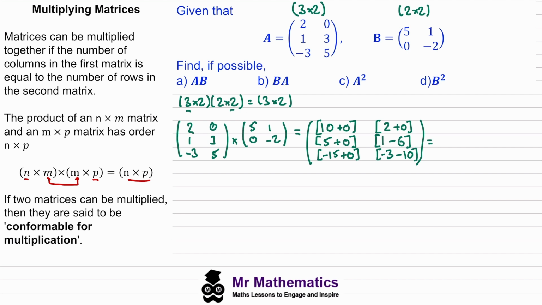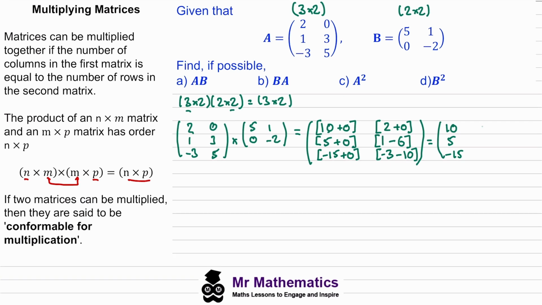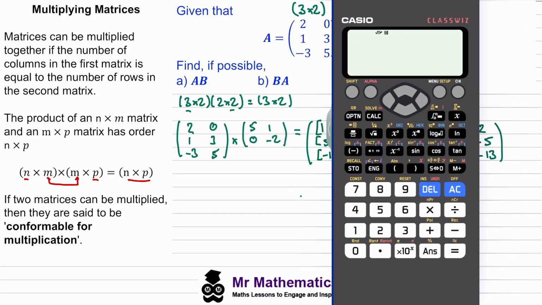So now we can simplify each of these, and we get 10, 5, negative 15. And for our second column, we've got the 2, 1 take away 6 is negative 5, and a negative 3 take away 10 is negative 13. So you can see that we do have a 3 by 2 matrix, 3 rows and 2 columns. And we can check this on our calculators.